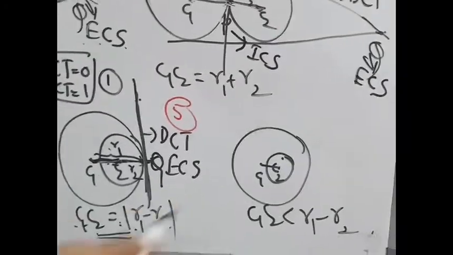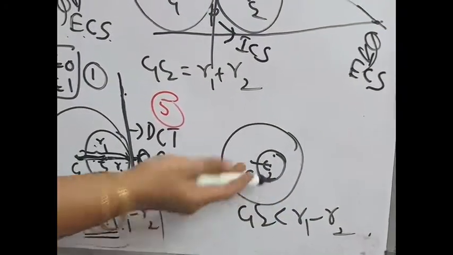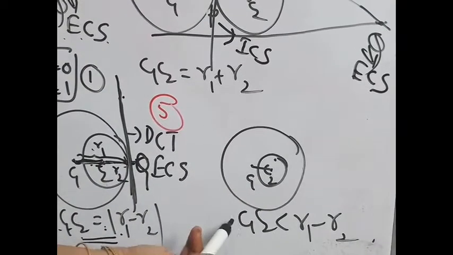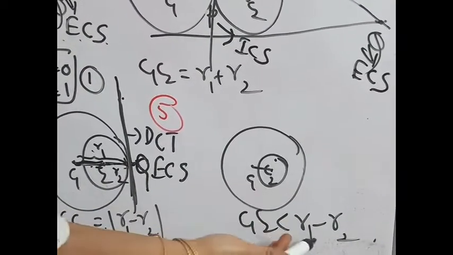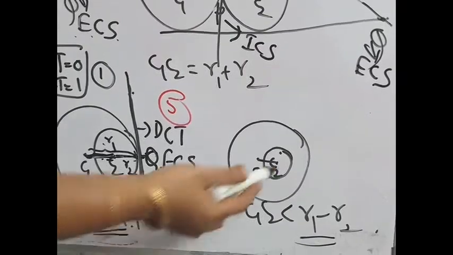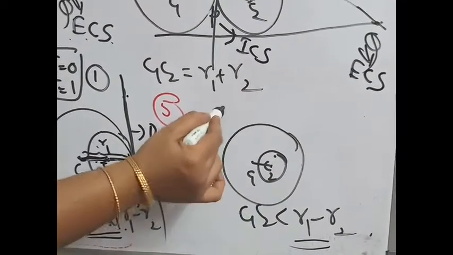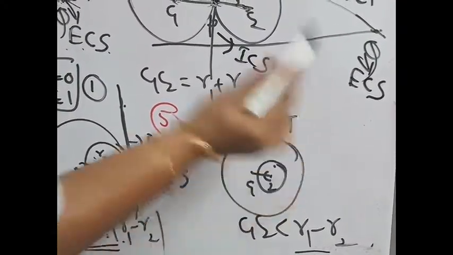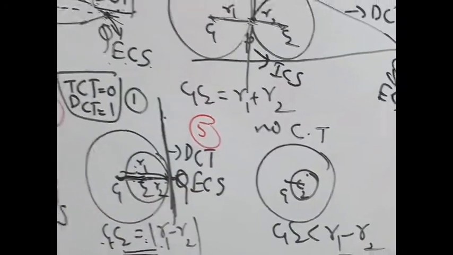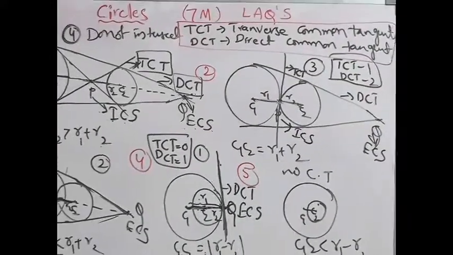And in the last case, one circle is completely inside the other. Here C1, C2 is less than modulus of R1 minus R2. In this case, what can we say? There are no common tangents. There is no transverse common tangent and there is no direct common tangent.